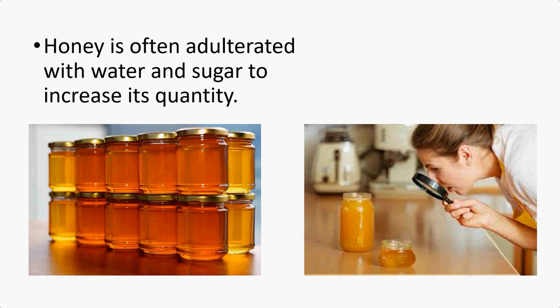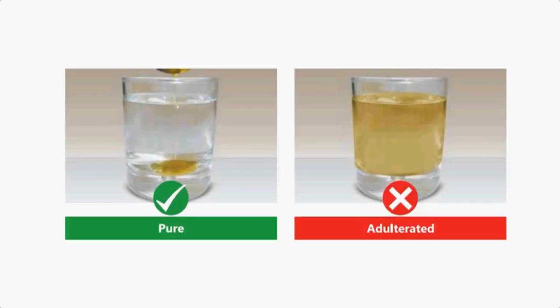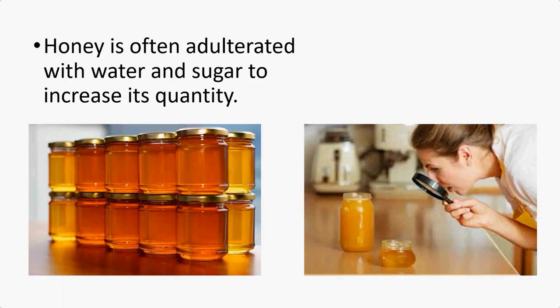Okay, now children, honey is often adulterated with what? With water and sugar to increase its quantity, to make money, to make profit. Ma'am, why are they doing this, ma'am? To make it look more attractive and to get more profit. See, if they want to sell honey, they have to put more effort, and they'll get only a little amount of honey.